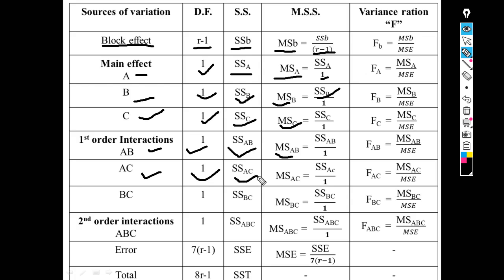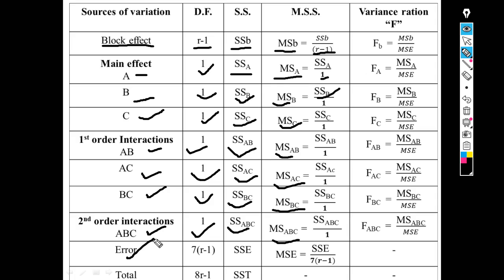Its sum of square is SSAC, and mean sum of square is MSAC, and it is SSAC upon 1. Then interaction effect BC has degrees of freedom 1. Sum of square is denoted by SSBC, and mean sum of square is denoted by MSBC, and it is same as SSBC. Then second order interaction effect is ABC. For this also degrees of freedom is 1, and sum of square due to ABC is denoted by SSABC, means mean sum of square is also the same as sum of square. It is denoted by MSABC.